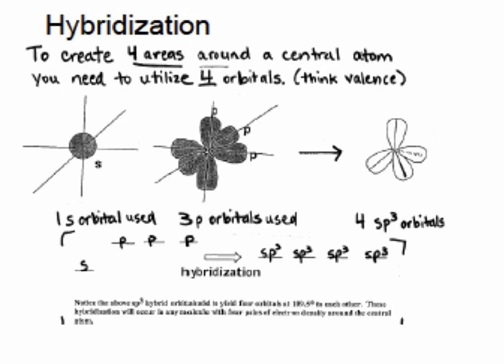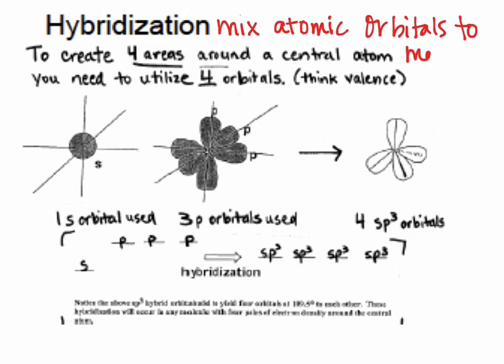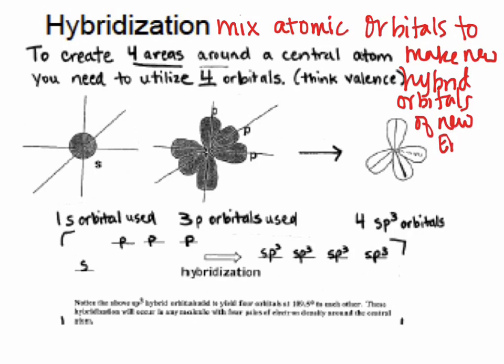Hybridization is a mixing of our atomic orbitals to make new hybrid orbitals of new energy and shape that are suitable for bonding.